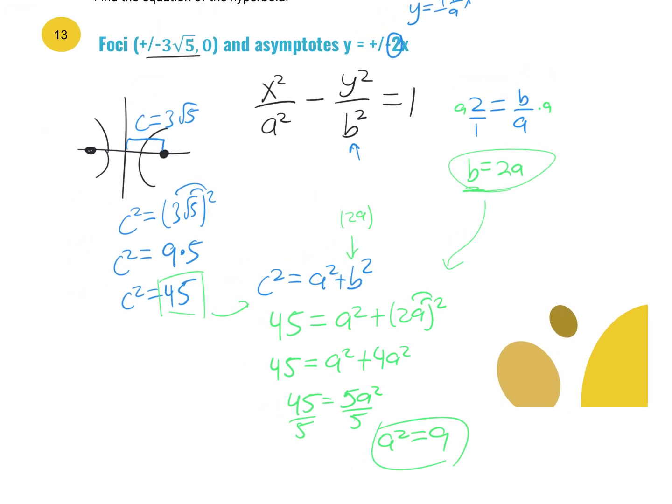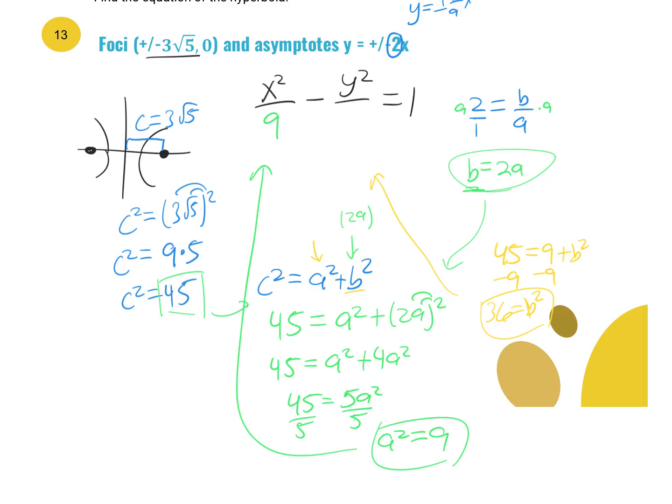Because now we can plug this into our original formula and say that this is x squared over 9. And then I can plug that a squared in to find b squared. So then we end up with 45 equals 9 plus b squared. When you subtract 9 on both sides, we get 36 equals b squared. And then I'm going to plug that into that formula, and that's going to get us 36 underneath the y squared.